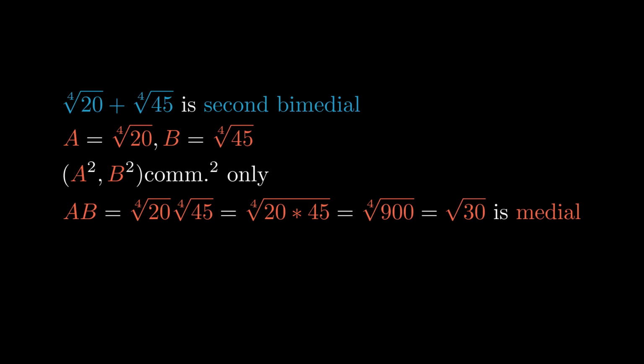So in conclusion, the fourth root of 20 and the fourth root of 45 are medial lines commensurable in square only, whose product is medial. So the fourth root of 20 plus the fourth root of 45 is a second bimedial. When looking for such a number, a good rule of thumb is one of the form the square root of A root B plus the square root of C root B. But be sure to check all the other conditions.